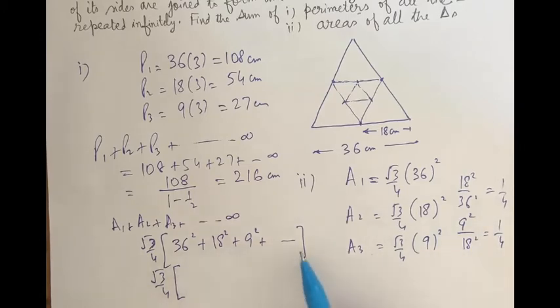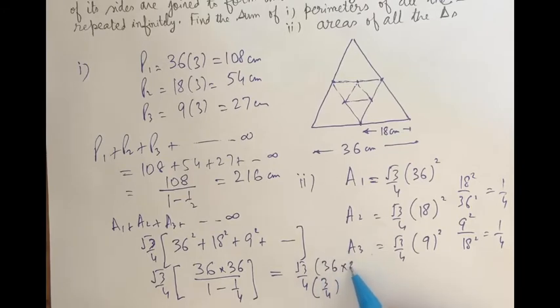So the sum to infinite number of terms of this series will be root 3 by 4 into first term 36 square upon 1 minus common ratio, which is 1 by 4. This is 3 by 4, this is 36 into 36. 4 will cancel out. This is 3, this is 12. This is 432 root 3, and units centimeter square. This is the answer to the second part.